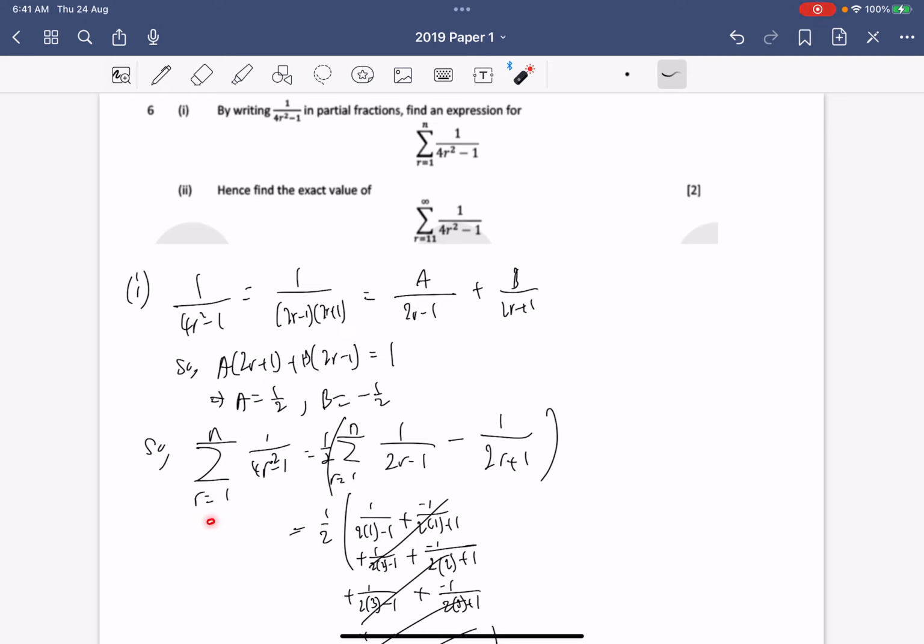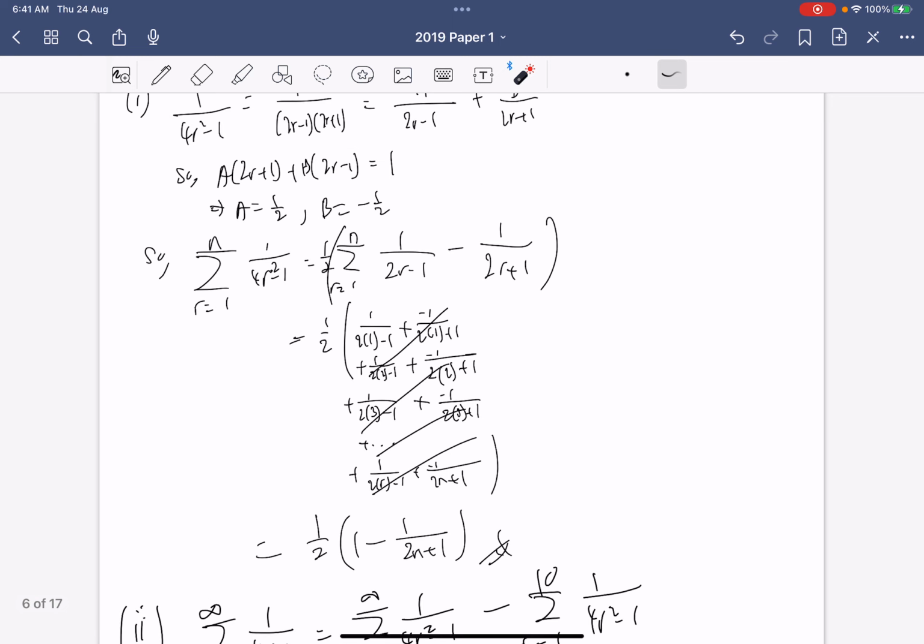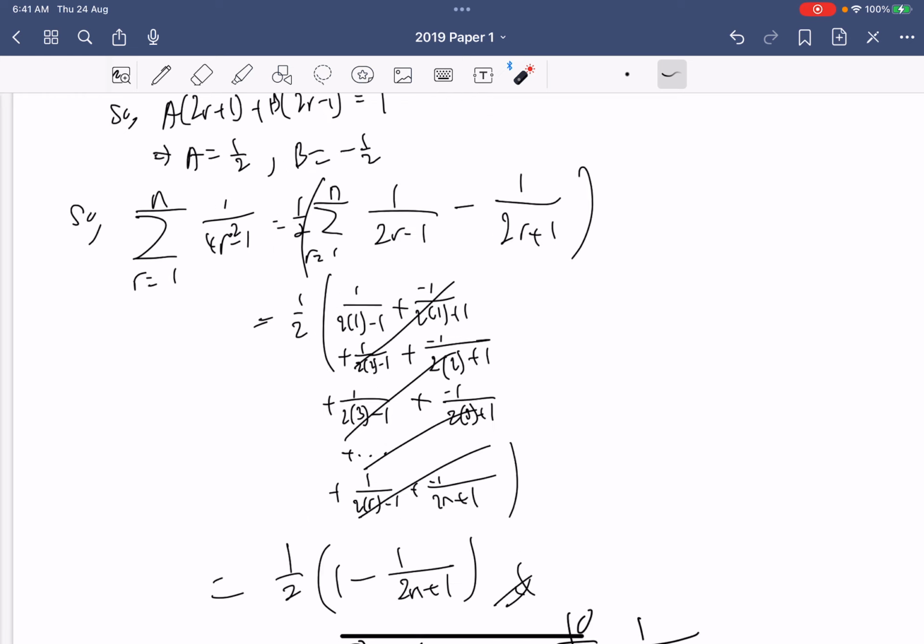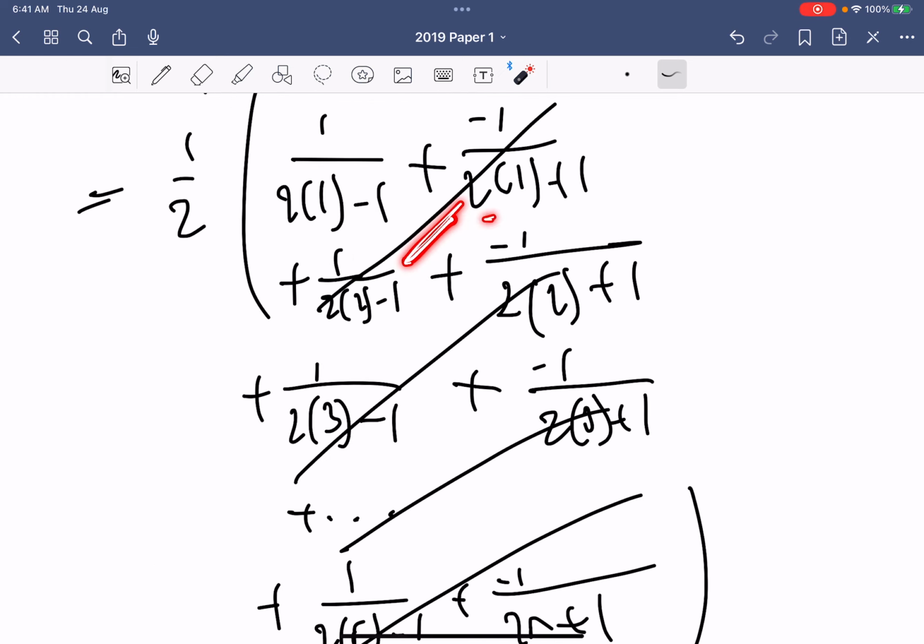In which case, the sum equals half, then you sum from 1 to n of 1 over 2r minus 1 plus minus 1 over 2r plus 1. So in this case, you just see the pattern: the first term is 1 over (2 times 1 minus 1) minus 1 over (2 times 1 plus 1). Then the second one is 1 over (2 times 2 minus 1), which is actually equivalent to 1 over (2 times 1 plus 1), because here is just 1 plus 1. So it's actually 2 times 1 plus 1.